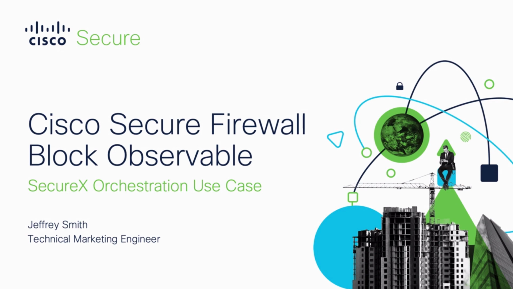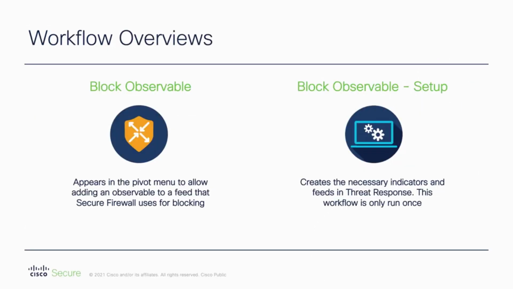In this video, we'll be taking a look at a pair of workflows that allow you to block observables in Cisco Secure Firewall. For this use case, we actually have two workflows. The first workflow handles setting up the environment and threat response by creating the necessary indicators and observable feeds. You will only need to run this workflow once.